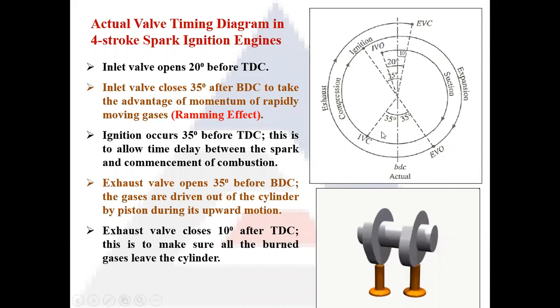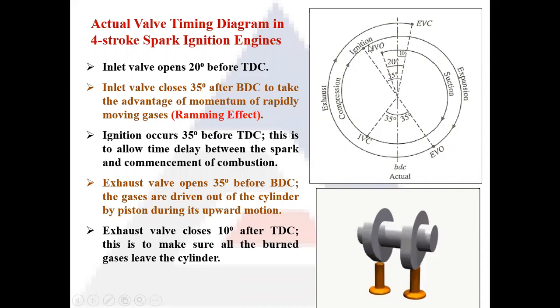Okay. Now similarly, for the ignition, this point is not at the top dead center. It is 35 degrees before the top dead center, because there is some time lag between the spark ignition and the actual combustion start. So this time is accommodated by providing the ignition 35 degrees before the top dead center. So by the time the spark is ignited, the process of combustion starts.